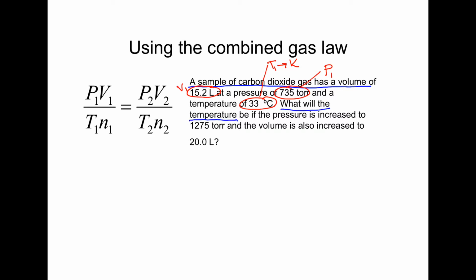So I'm trying to find T2. If the pressure is increased to 1275 torr, that must be my P2, and the volume is also increased to 20 liters, so that is my V2.